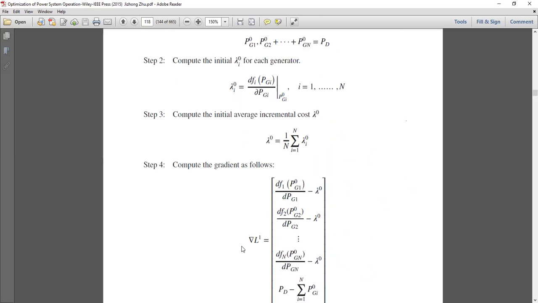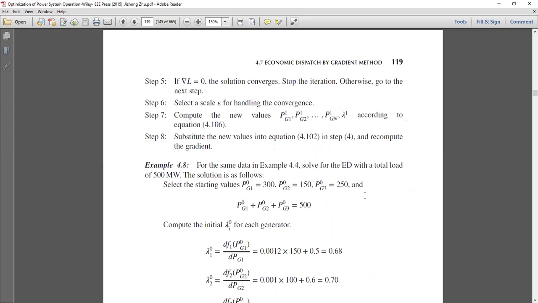So you have got some gradient using those arbitrary PG values and some averaged incremental cost or averaged lambda. Now, if this del L is not equal to 0, meaning not all of the entries are 0 within the del L vector or array. If del L is equal to 0, the solution will converge. Otherwise, you continue to step number 6.